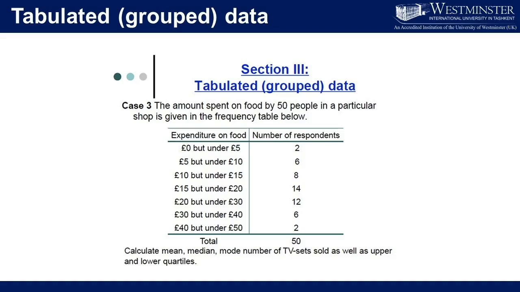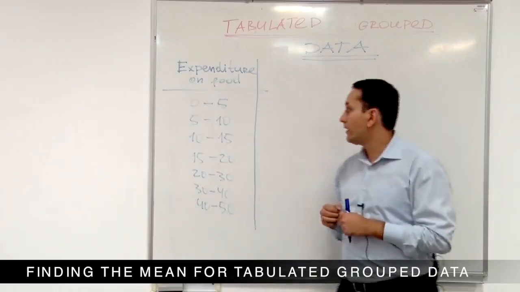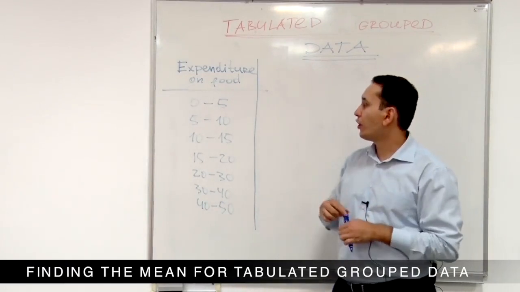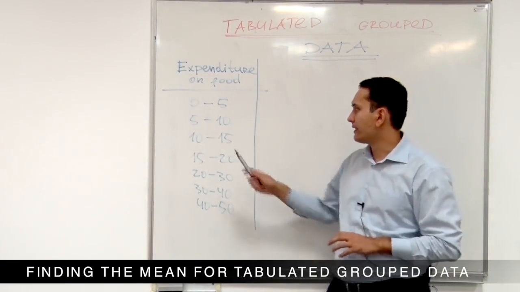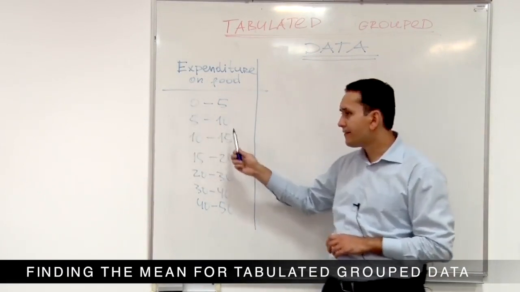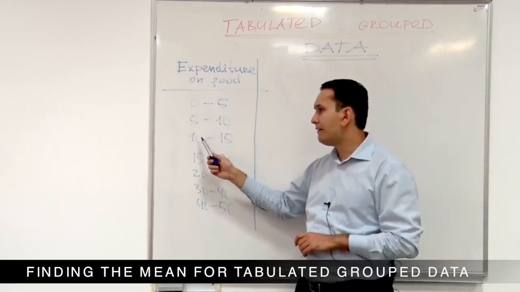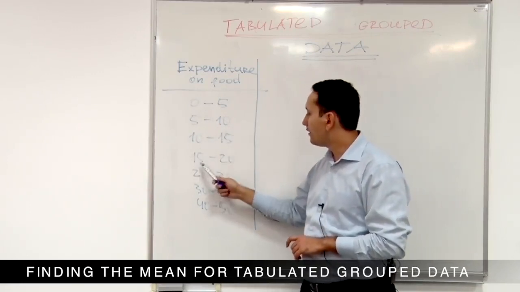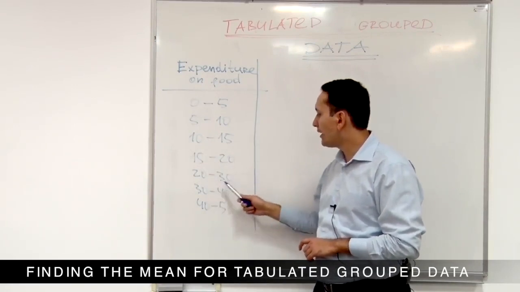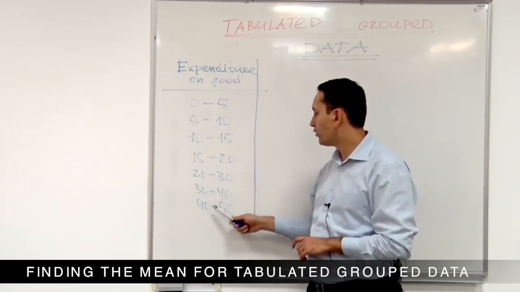In this task, we are again asked to calculate the mean, median, mode, number of TV sets sold, as well as upper and lower quartiles. Now, this is the data given. This is the expenditure on food recorded by the survey. It says from 0 to 5 and 5 to 10, 10 to 15, 15 to 20, 20 to 30, 30 to 40, 40 to 50.